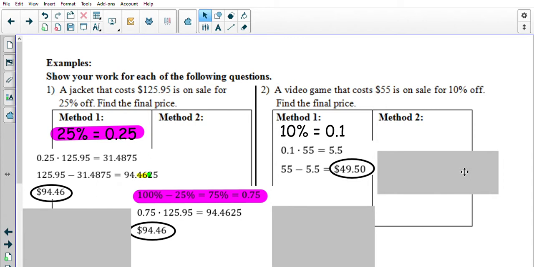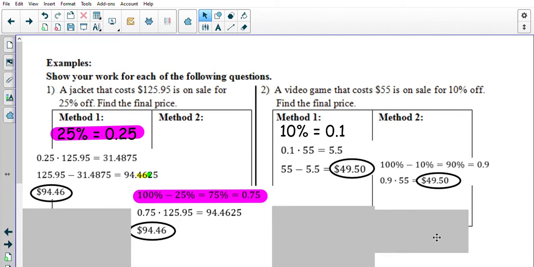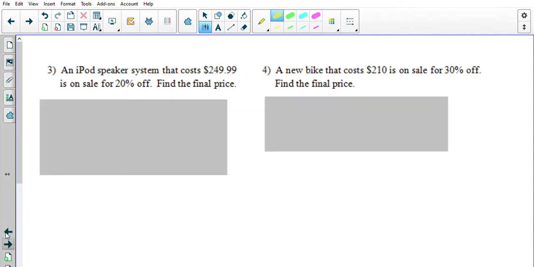We're going to take 100% minus 10% is 90%. 90% as a decimal is 0.9. Take 0.9 times 55, same answer, $49.50. The reason why I like method 2, again, is really the only step that needs to be shown is this yellow highlighted line. It's one step, super easy and straightforward.